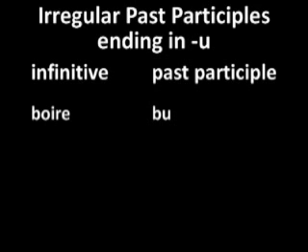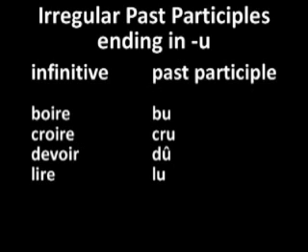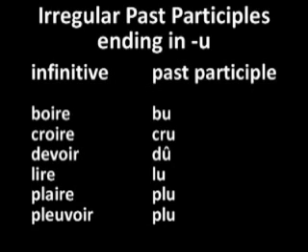I will now present a partial list of verbs that have irregular past participles. Please be careful to copy down this list for future reference in your notes. Let's start off with irregular past participles that end in U. Boire, bu, croire, cru, devoir, dû, lire, lu, plaire, plu, pleuvoir, plu. As you can see, the past participles of to please and to rain are the same. When you listen to someone speaking, you need to pay attention to the context to tell the difference.